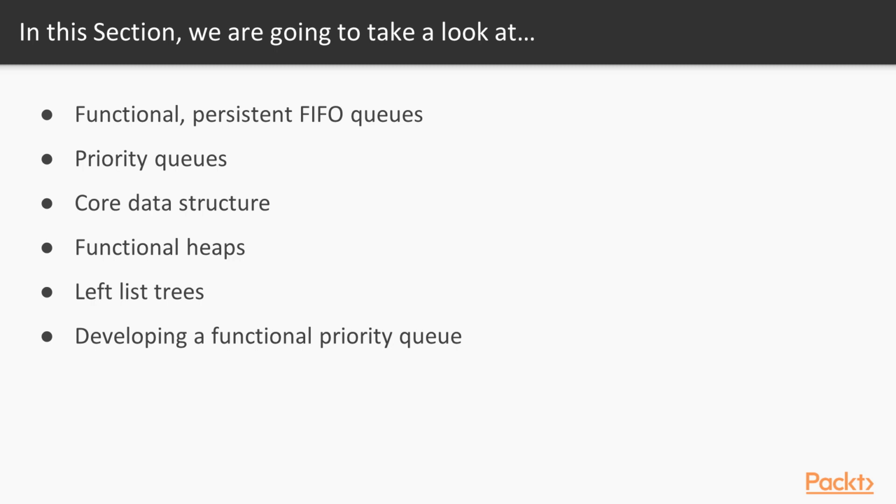We'll familiarise ourselves with the core data structure and how it's implemented in the imperative world. We'll soon see why we need another data structure to realise functional heaps and introduce leftist trees. We'll develop a functional priority queue using leftist trees.